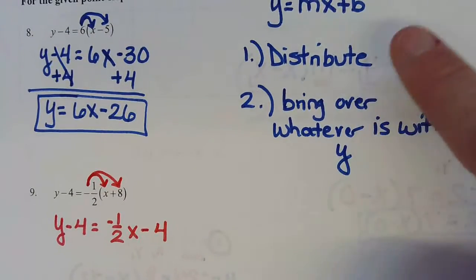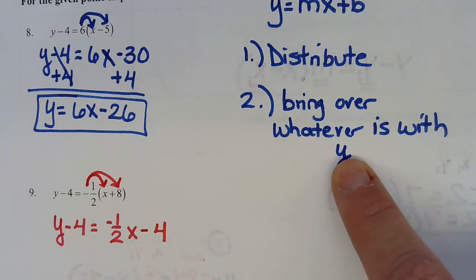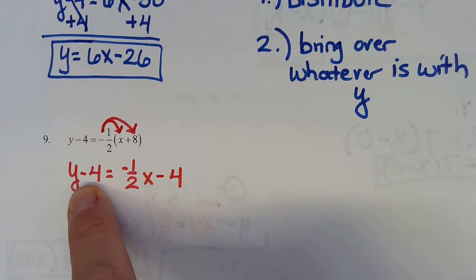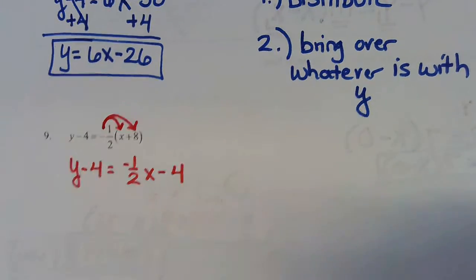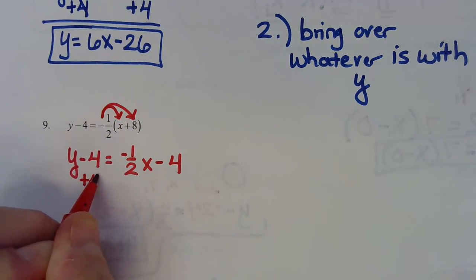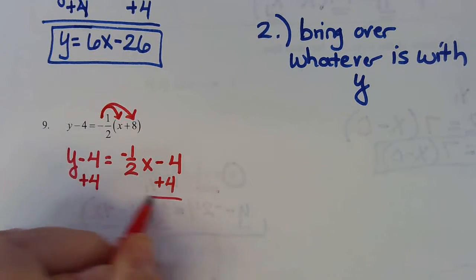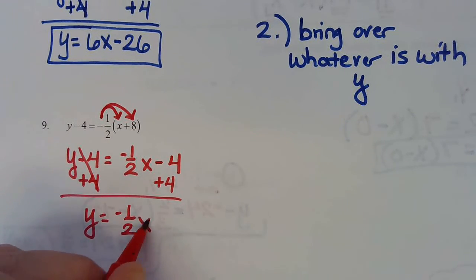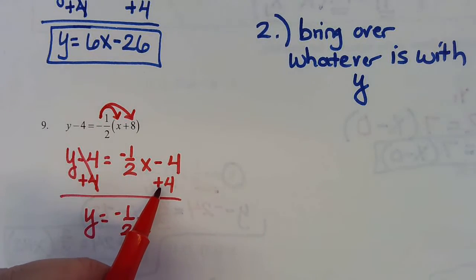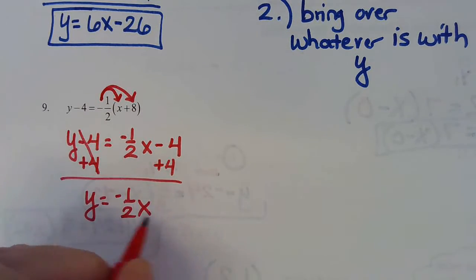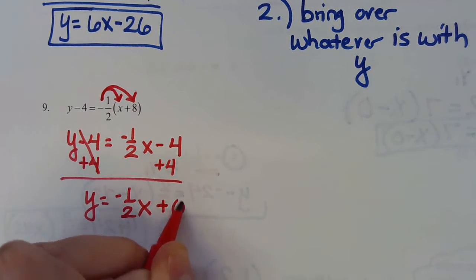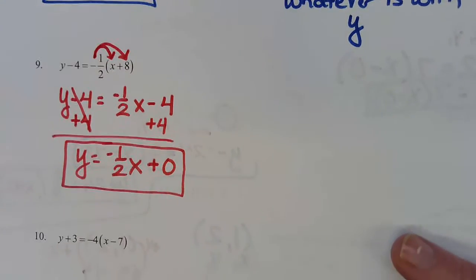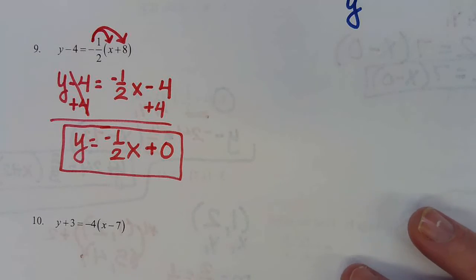Okay, so we distributed. Now we need to bring over whatever is with y. So with y, we have a negative 4. To bring it over, we have to do the opposite operation by adding 4. So I get y equals negative 1/2 x. Negative 4 plus 4 is 0. So you can leave it like that, or you can put a plus 0 on the end if you would like. Any questions? Try 10 on your own.